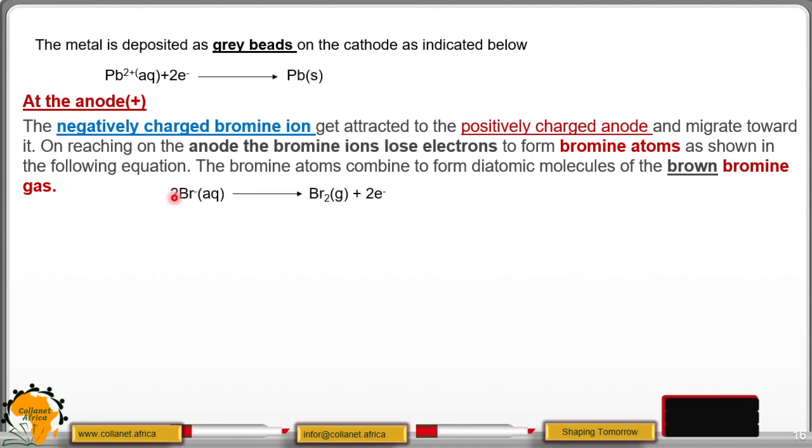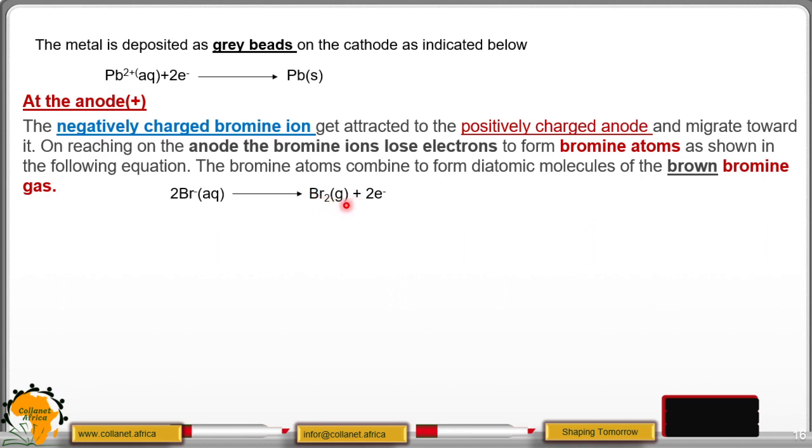So in this equation, we have bromine here, and bromine will lose electrons now. I hope you can see this difference. This one is gaining electrons, and this one is now losing the 2 electrons. That is why it is on this side. So it loses an electron, and since we want to form the atomic molecule, we need 2 atoms to make that. Therefore, we'll have bromine gas as Br2.